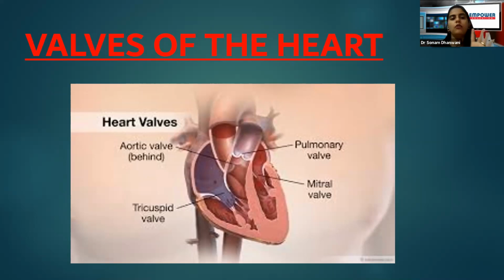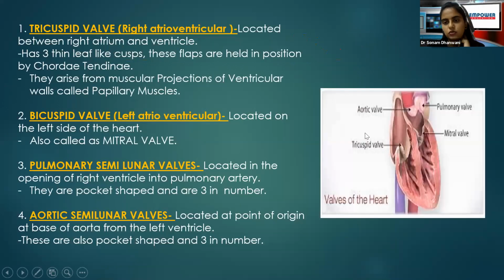Okay? Now there are going to be 4 valves. Keep this in mind. One is the aortic valve. One is the tricuspid valve. One is the mitral valve. This mitral valve is also known as the bicuspid valve. And then we have the pulmonary valve. Okay, for now, these 4 names. Now let's go into the details of these valves and what functions they play.